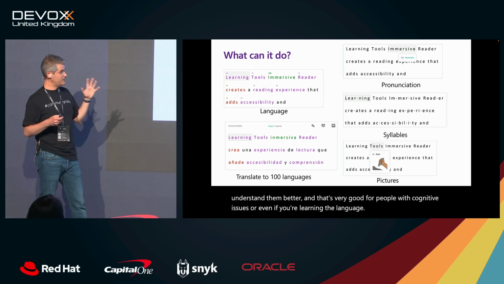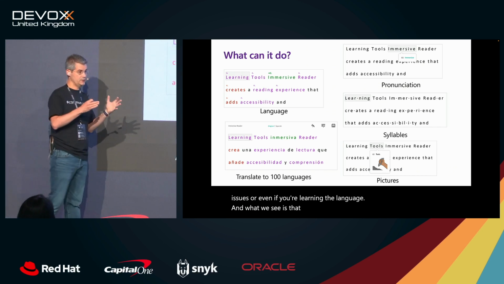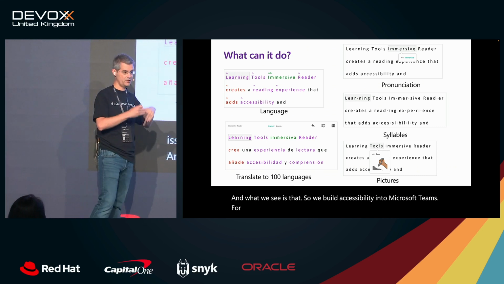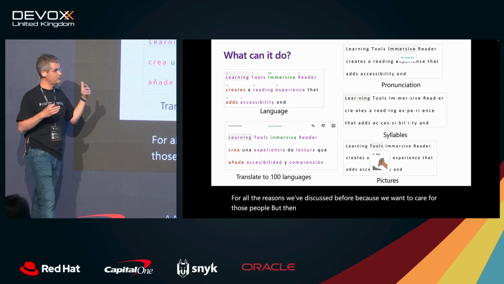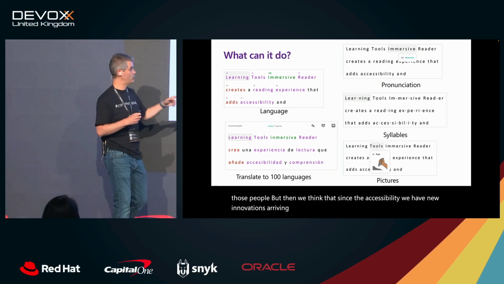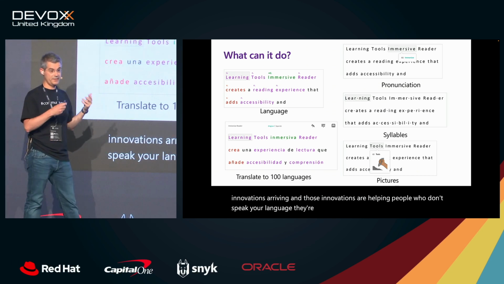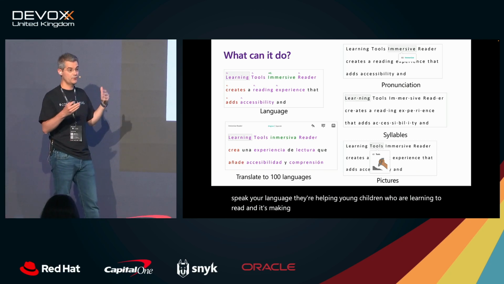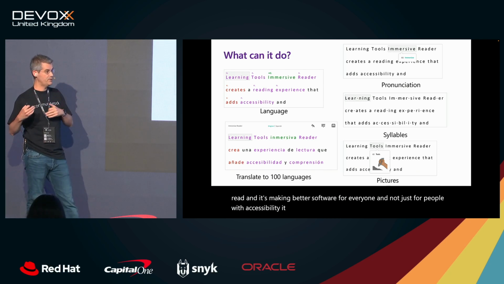And what we see here is that we build accessibility into Microsoft Teams for all the reasons we've discussed before, because we want to care for those people. But then we're saying that thanks to accessibility, we have new innovations arriving, and those innovations are helping people who don't speak your language. They're helping young children who are learning to read, and it's making better software for everyone, and not just for people with accessibility. It helped us to innovate and make far better software.